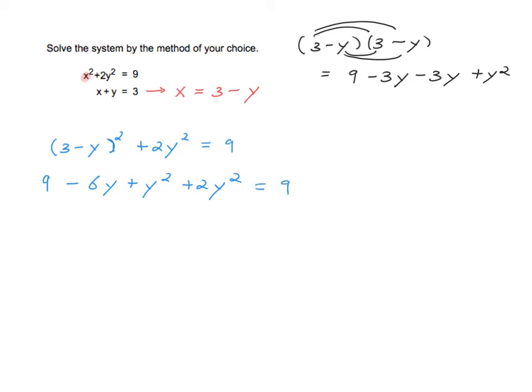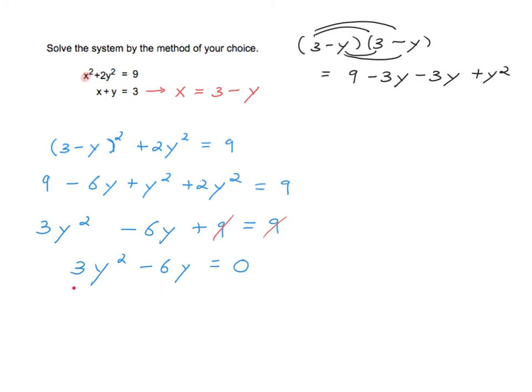So now it comes to combining like terms. On the left side of the equation, I have a y squared and a 2y squared, but we have a total of 3y squared. We have minus 6y, and then we have a plus 9, and that still is equal to 9. I can subtract 9 from both sides of the equation, which cancels it on the left and the right, and we're left with 3y squared minus 6y is equal to 0.